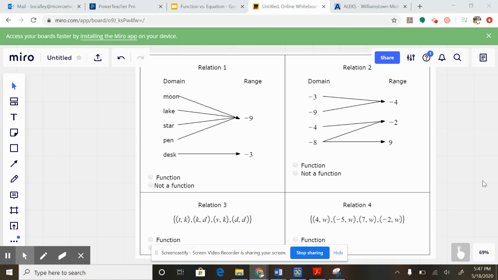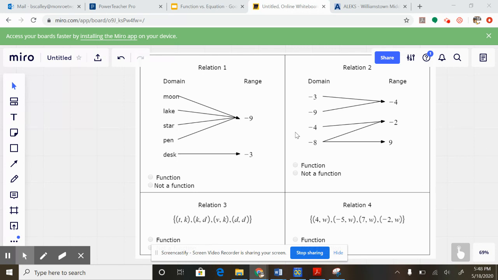All right, guys. So yesterday we were looking at relationships on a graph, and we were trying to use that vertical line test to see if there was ever more than one output for an input. Today we're trying to do the same exact thing, but obviously we can't use the vertical line test if we don't have a graph. So we're looking at different relations, and we're trying to decide if there's only one output for every input.